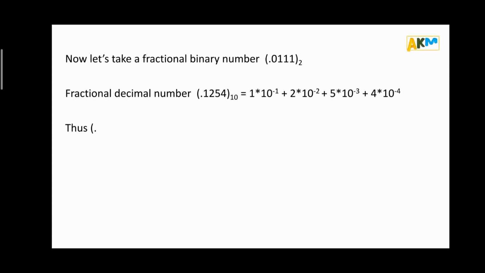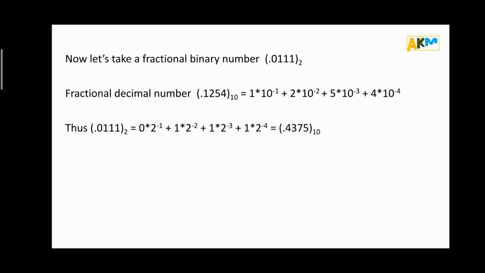So just take this fractional binary number. So we will convert like this. Since the base is 2, we will multiply each digit with negative power of 2. So the conversion is like this: 0 multiplied by 2 power minus 1 plus 1 multiplied by 2 power minus 2 plus 1 multiplied by 2 power minus 3 plus 1 multiplied by 2 power minus 4. And you should notice that the negative power is increasing gradually from the first digit to the last digit and so on.